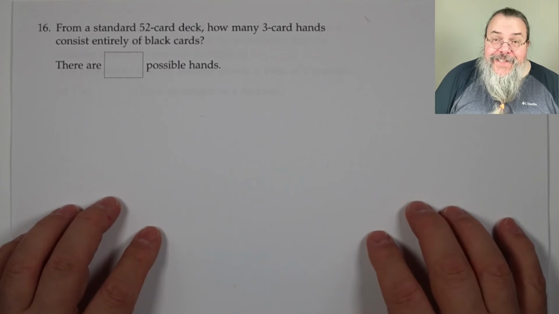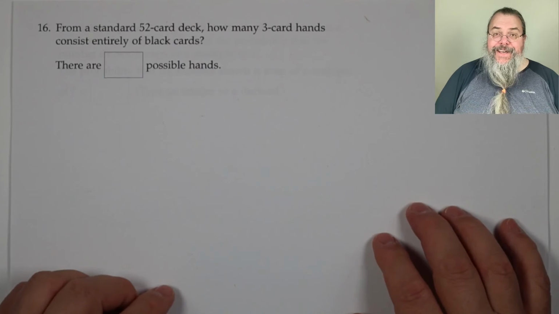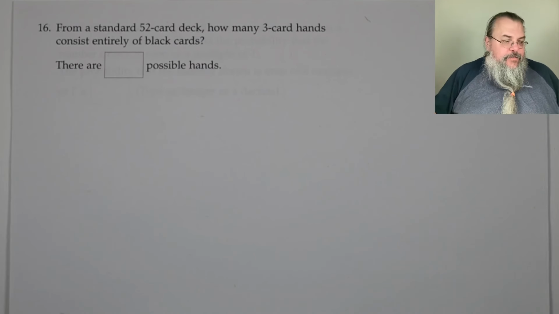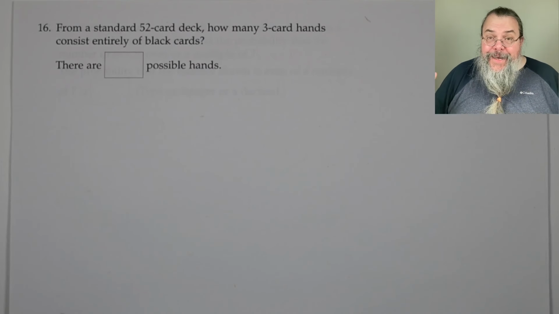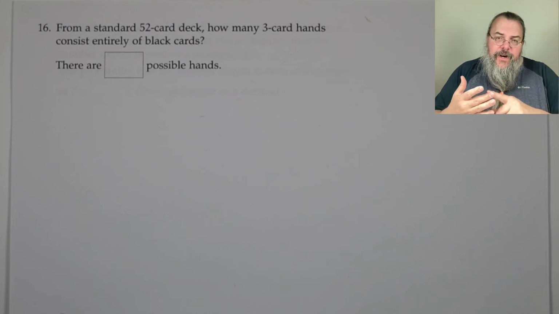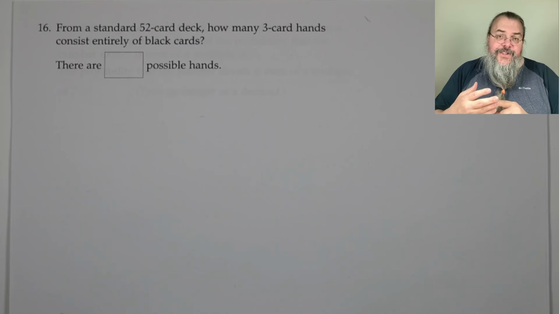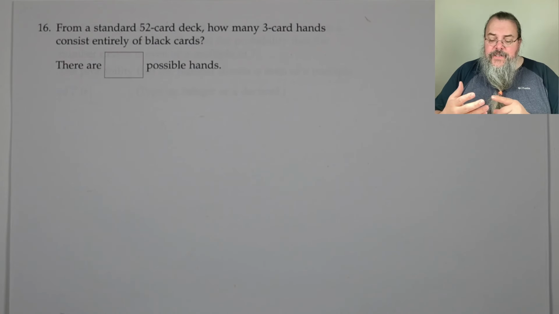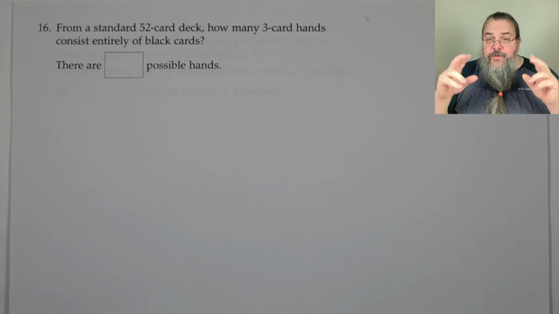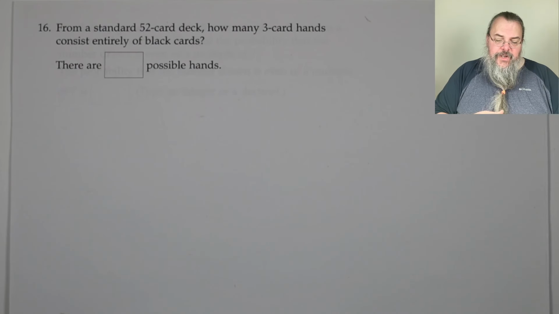Number 16. From a standard 52 card deck, right? So if we have our playing cards, I don't have a deck with me, so imagine that you had a deck. You've got your spades, your clubs, your hearts, your diamonds, 4 different suits. Each one has 13 cards. There's the spades and the clubs. We call those the black cards. Hearts and diamonds are called the red cards.